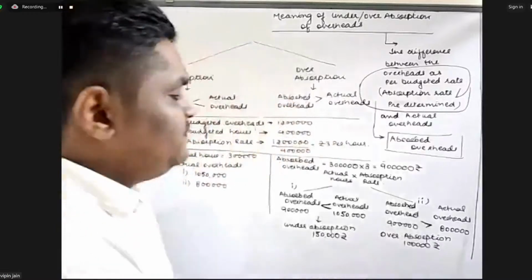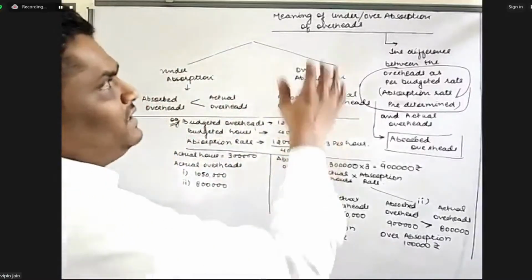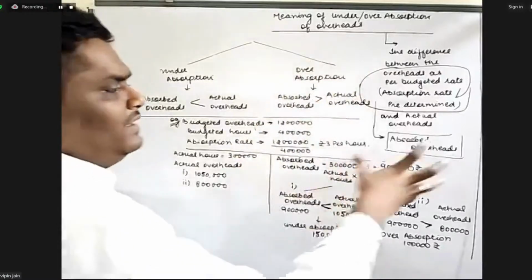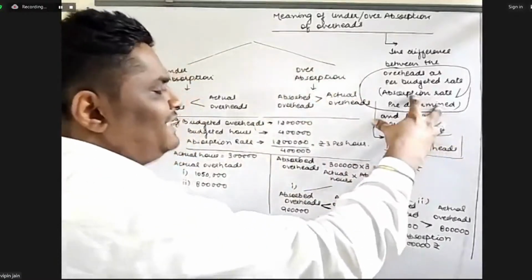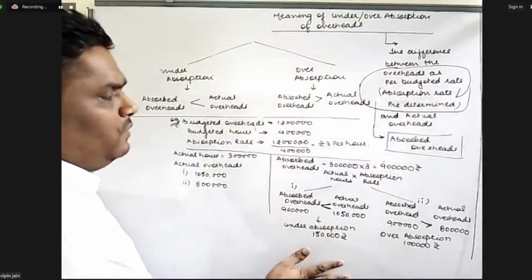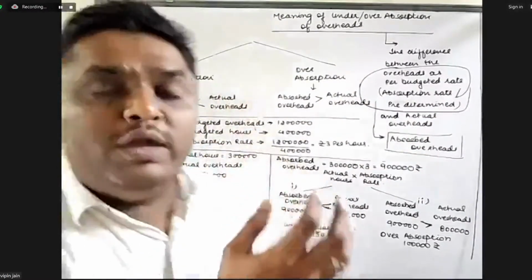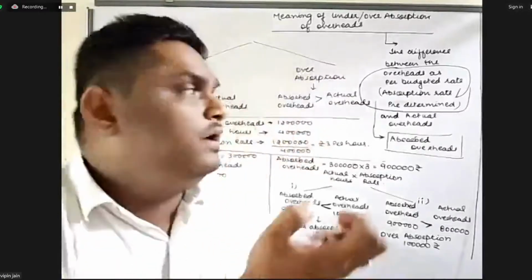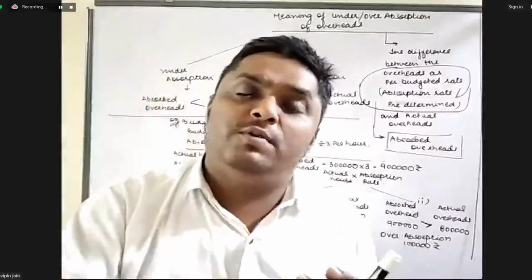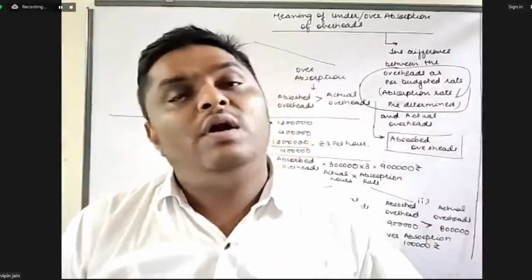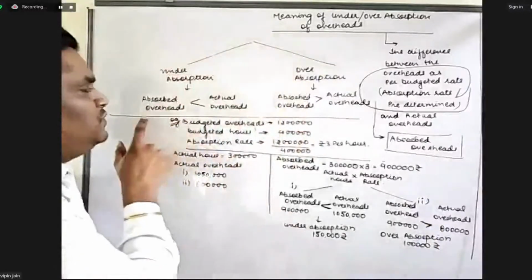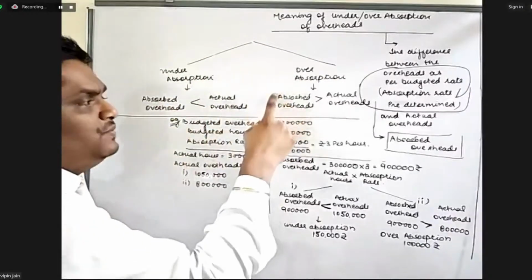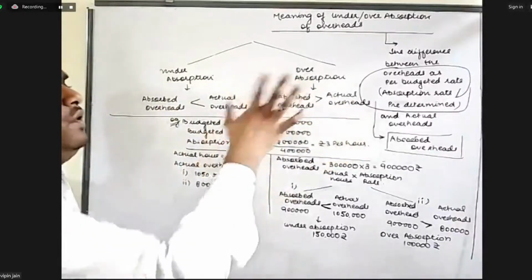So guys, now let's proceed further. Herein we have started with under or over absorption of overhead. What is under or over absorption of overhead? The difference between absorbed overheads and actual overhead is what we call as under or over absorption of overhead. When talking about under absorption, absorbed overheads, if they are less than actual overhead, अगर कम है तो under absorption. Absorbed overheads ज्यादा है तो we call it as over absorption. So if absorbed overheads are less than actual overheads, we call it as under absorption. If absorbed overheads are more than actual overhead, we call it as over absorption.